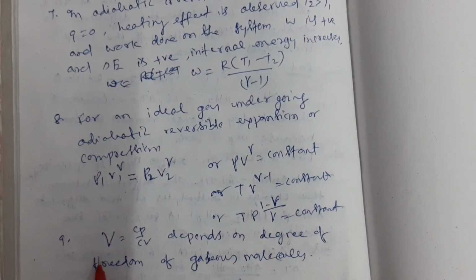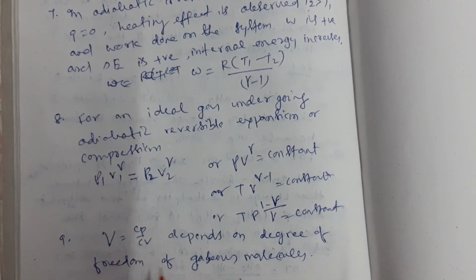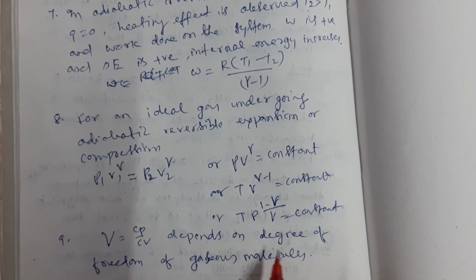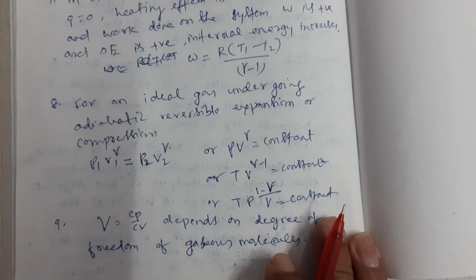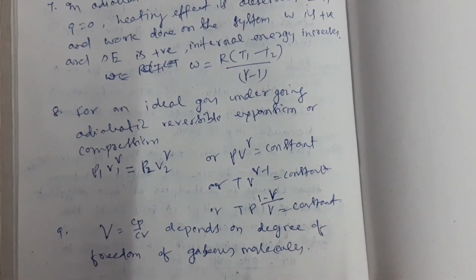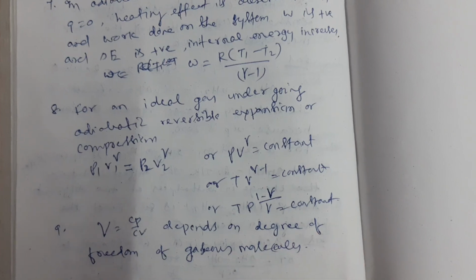Next, gamma is Cp by Cv. What does gamma depend on? It depends on the degrees of freedom of gaseous molecules. We already discussed the degrees of freedom and Cp by Cv values for monoatomic and diatomic gases, but still I will explain in the next video.